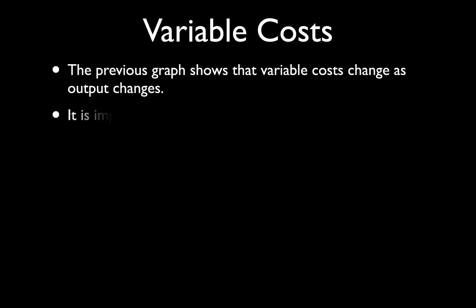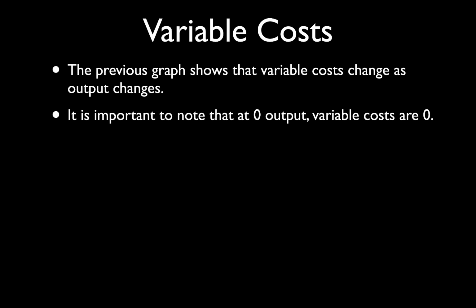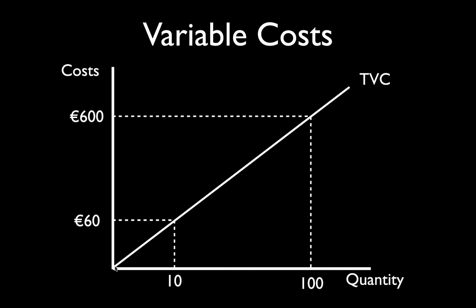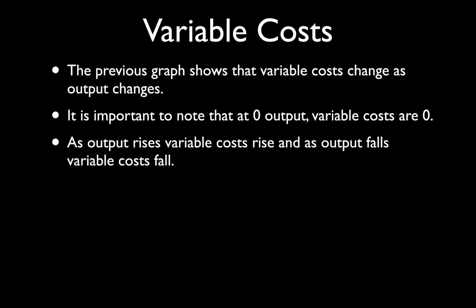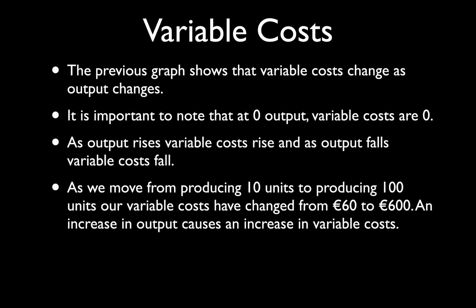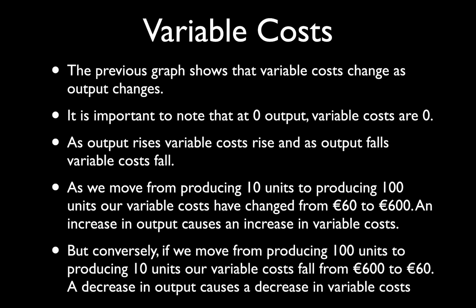Okay, so we've said that as output changes, variable cost changes. The one important thing to note is at an output of 0, variable costs are 0. They are nothing. They change as output changes. So from producing nothing, I don't have to pay my variable costs, but I do have to pay my fixed costs. Don't forget that. Fixed costs are there irrespective of the level of output, even if the level of output is 0. The next thing, as output rises, variable cost rises, and as output falls, variable cost falls. All of this we have said.